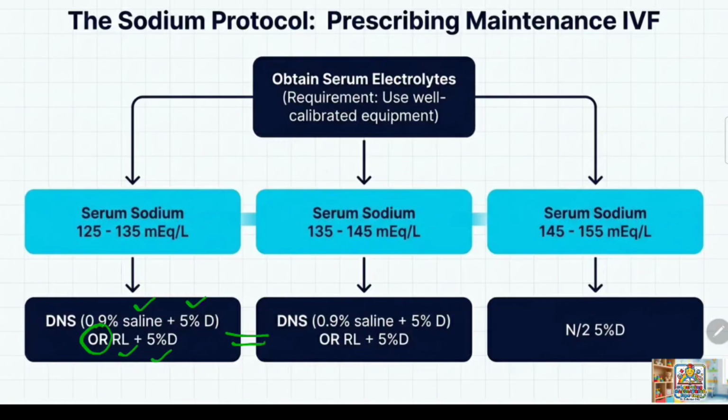But if the serum sodium level is in the range of 145 to 155, that is the hypernatremic level, we use N by 2 with 5% dextrose, that is 0.45% normal saline with added 5% dextrose. Now, what is the osmolarity of this fluid? Comment on the chat box.